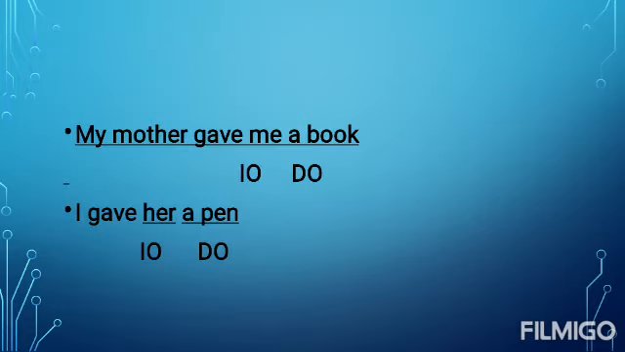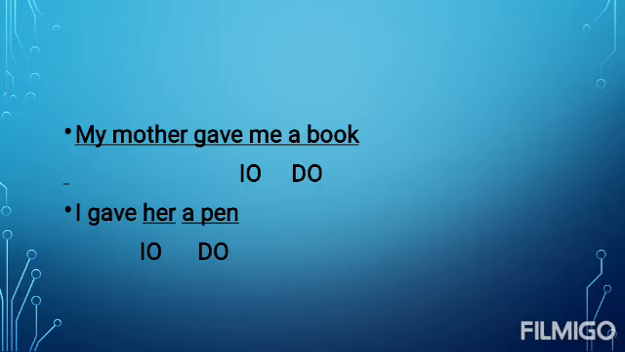Examples for direct object and indirect object. My mother gave me a book. My mother is the subject, gave is the verb, me is an object, a book is an object. We have two objects in a single sentence, so we have to distinguish them as indirect object and direct object. Me is a second person, so it will be the indirect object and it answers the question whom. A book is a thing and it answers the question what, so it will be the direct object.